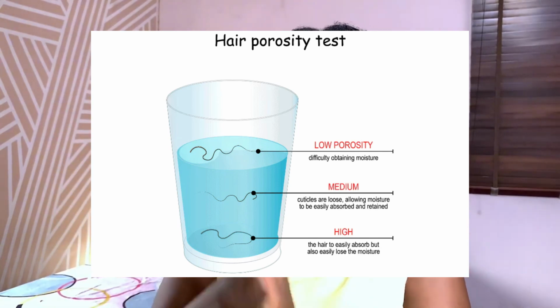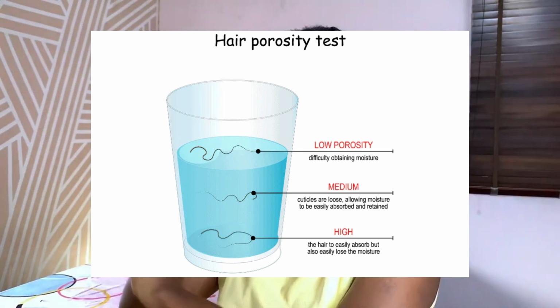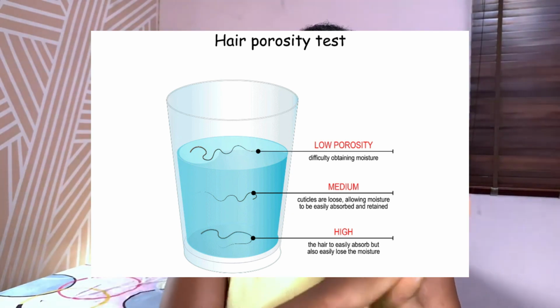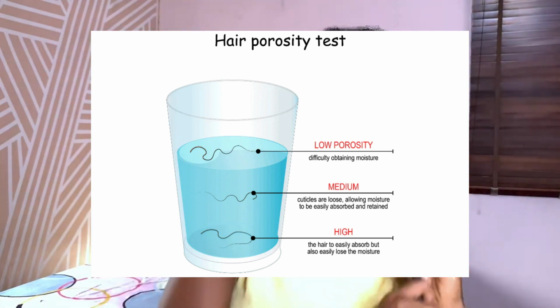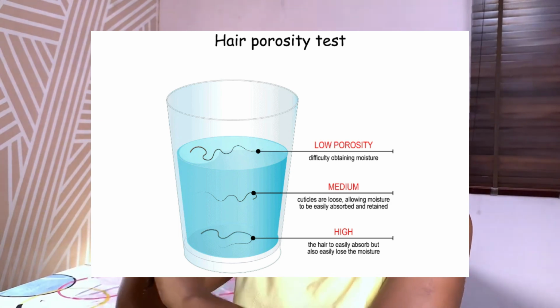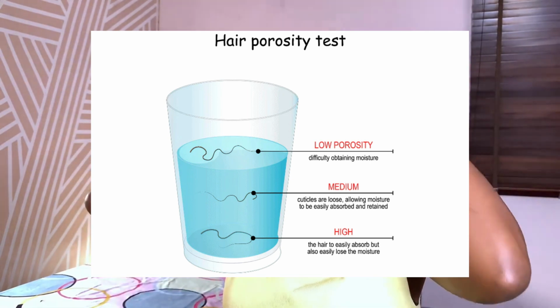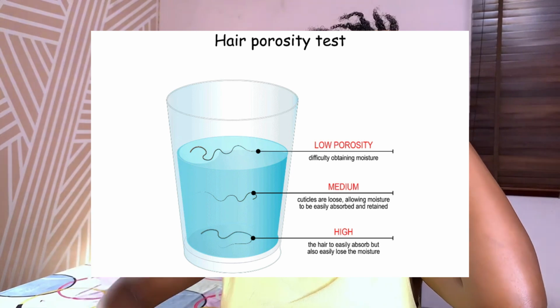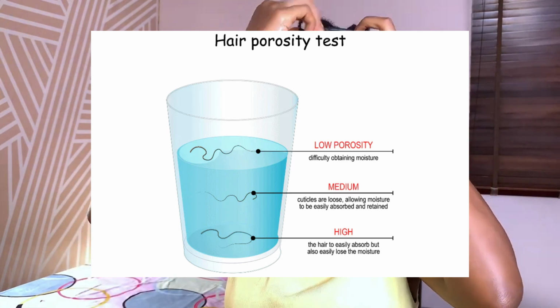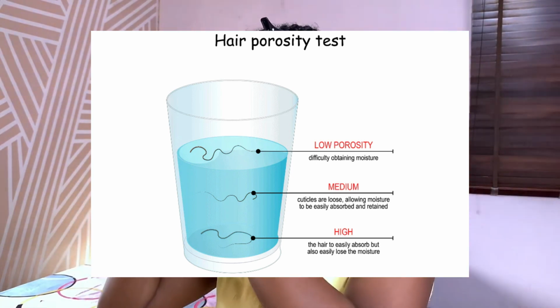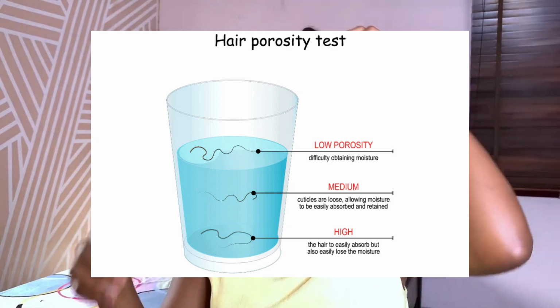If you notice your hair is floating up, that means you have low porosity. That means your hair cannot absorb moisture well. But if your hair quickly sinks to the bottom, that means you have high porosity. That means your hair absorbs moisture very easily. And if your hair is in the middle, that means you have medium porosity. So that's how you can tell what type of hair porosity you have. This is called the float test.